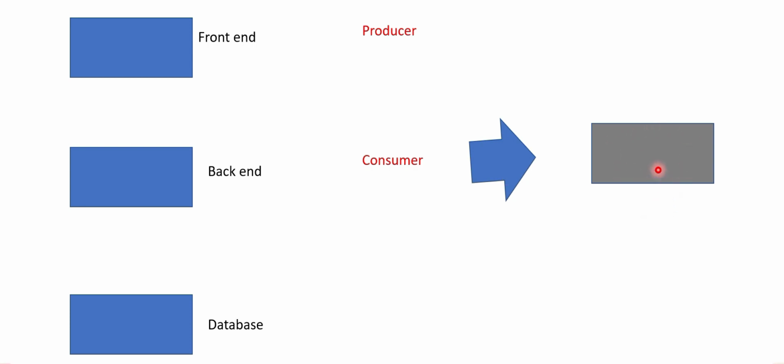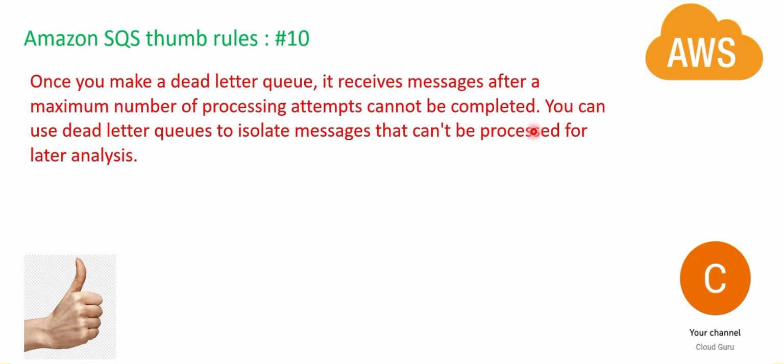Once it goes to the dead letter queue, you will ask your IT team to see if you can manually process this, because the end goal is the customer should get whatever they have ordered. Okay, that is the end goal. Hence we say we will store these isolated messages for later analysis. That is the important thing.